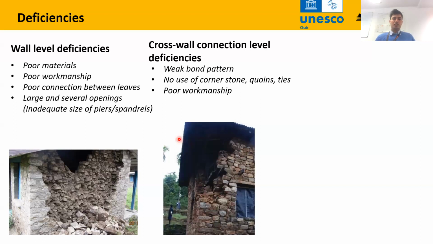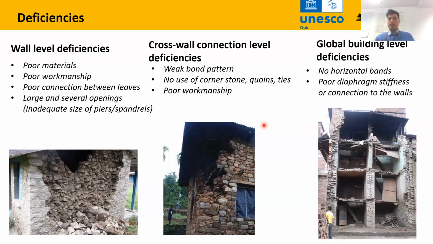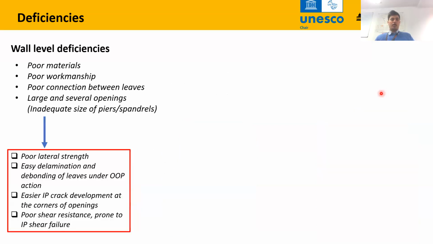The second deficiency is cross-wall connection level deficiencies. So no use of corner stones, corner cones, or the traditional measures of connecting walls together. Poor workmanship also results in poor cross-wall connections. At the global level, there are poor diaphragm actions, no horizontal bands, poor diaphragm stiffness or connection, resulting in poor diaphragm action and box-like action.